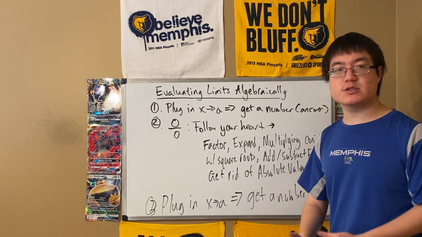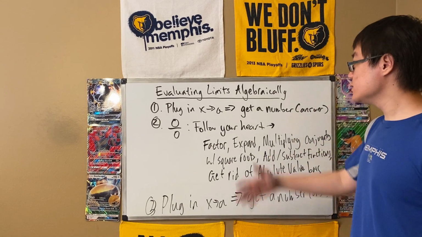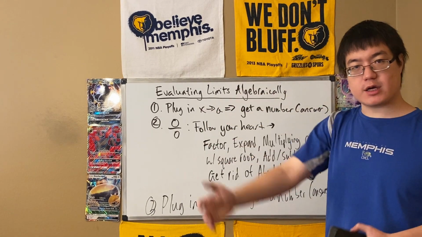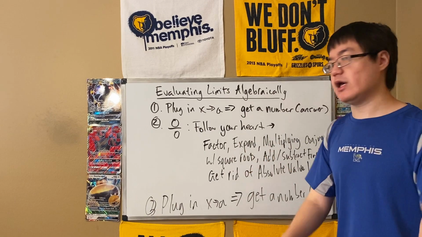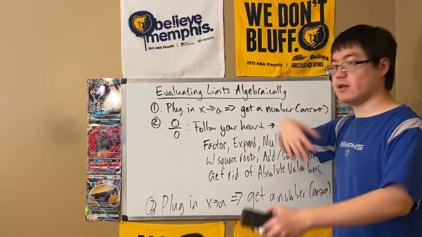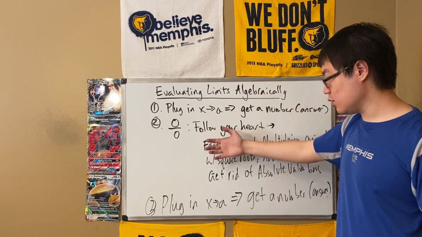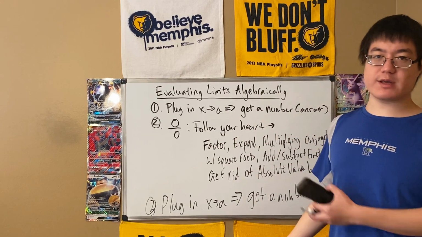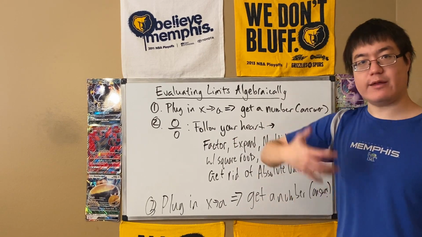So remember that the answers to all limit questions are just numbers. If you're lucky in the first step, you'll already get a number. But if you're not lucky, it's going to be okay. What we're going to do is follow your heart by doing a natural sort of algebraic skill, and then we're going to plug in the number again once we cancel out stuff. And we should get a number, and that will be our answer.